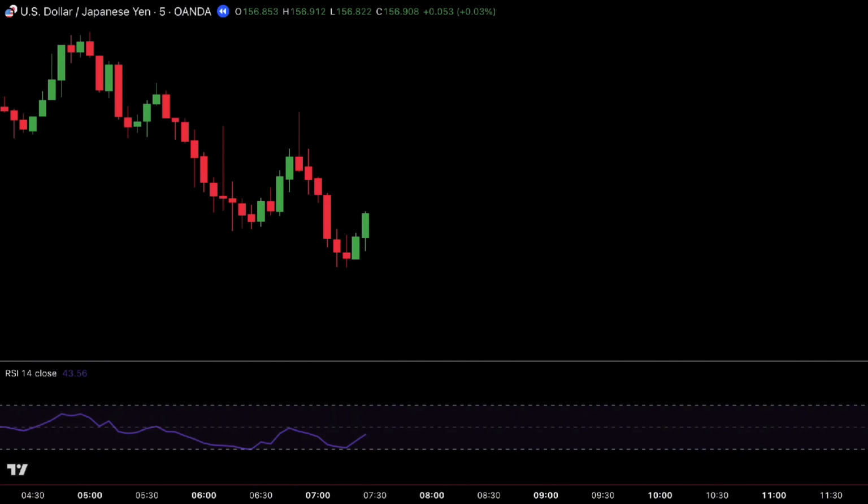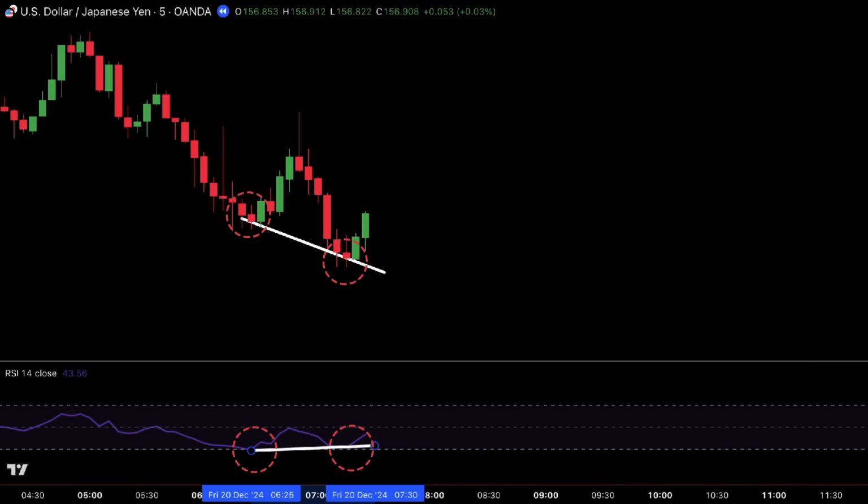Here, we're on the 5-minute time frame. Price forms a lower low, and the RSI shows a higher low, a clear bullish divergence.